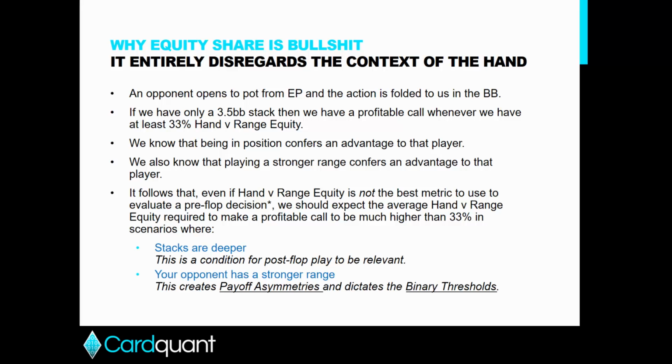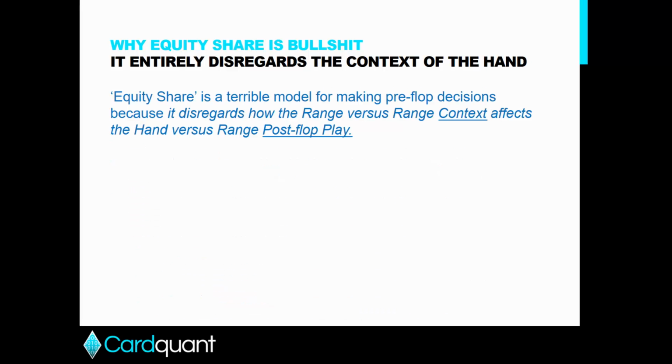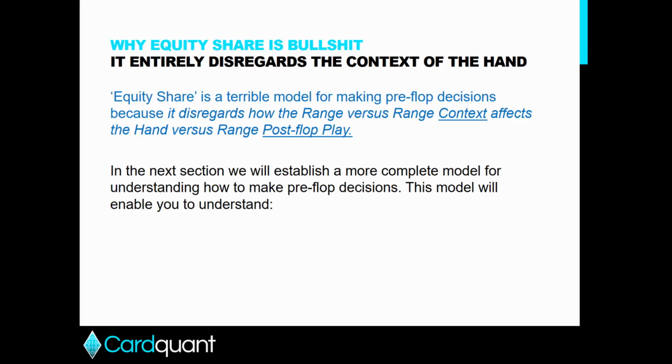B, your opponent has a stronger range, so we'll show why a stronger range can create payoff asymmetries, and it also dictates what I'm going to describe as binary thresholds. And C, your opponent has the positional advantage, and that's because having the positional advantage skews payoff asymmetries into your opponent's favour. Put more simply, it's easier to build big pots when you're in position. In summary, equity share is a terrible model for making preflop decisions because it disregards how the range versus range context affects the hand versus range post-flop play.